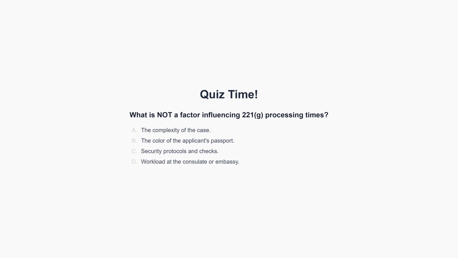Now it's time for a quick quiz. What is not a factor influencing 221G processing times? Let's go over the options. A. The complexity of the case. B. The color of the applicant's passport. C. Security protocols and checks. D. Workload at the consulate or embassy. You may pause the video now to think about the answer. We will discuss the answer in the next section of the video.